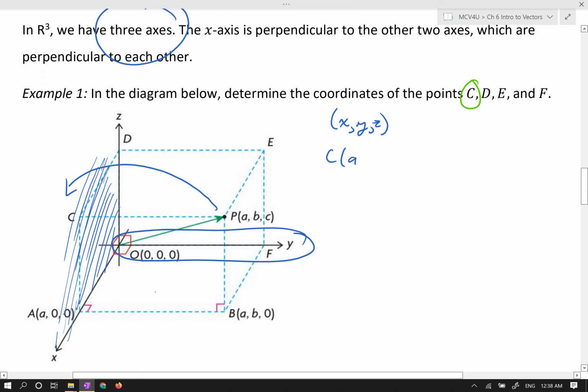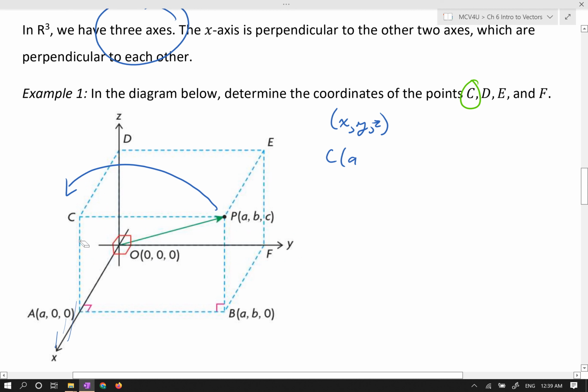All right, so to the right of the xz plane, well, hang on. Point C is right on that plane. Point C is to the left of point P. Point C does not share a B coordinate. Point C has a y coordinate of 0. And then we need to find the z coordinate.